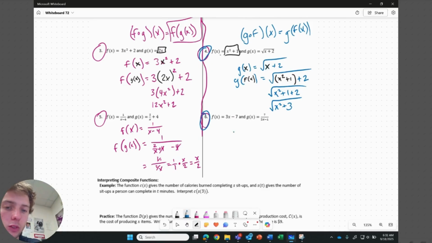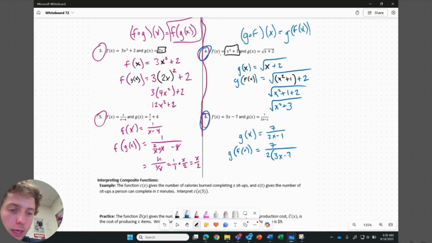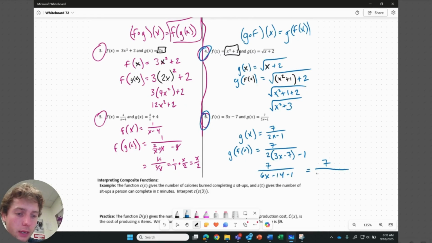6, double checking as well if we need, starting with the outside function, which is g in this case. Taking g of f of x, so plugging in f of x into this problem. So get rid of the x, change it to 3x minus 7. From here, just simplifying so we could distribute to the inside on the bottom of that fraction there. And then combine our like terms on the bottom, 6x minus 15. And that looks like a good answer to me.